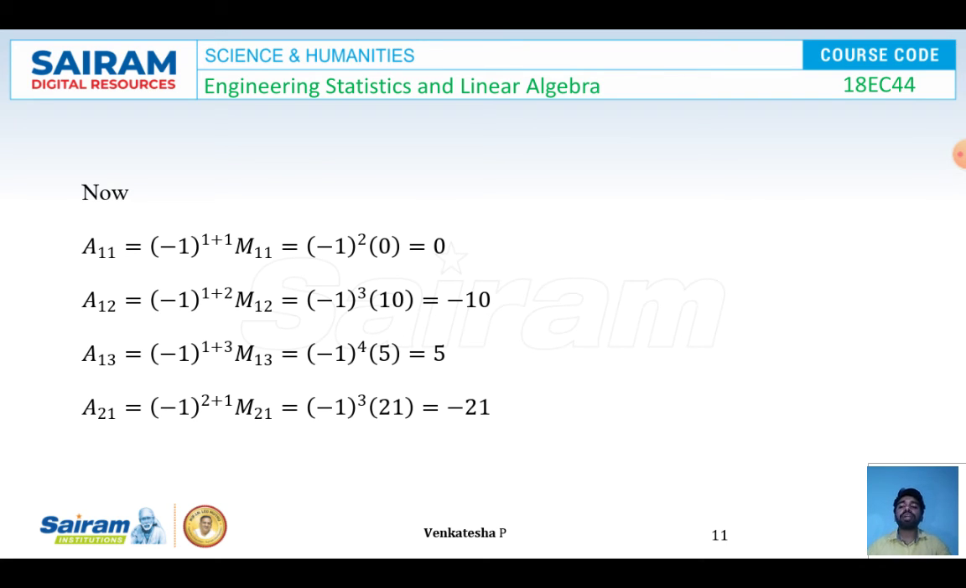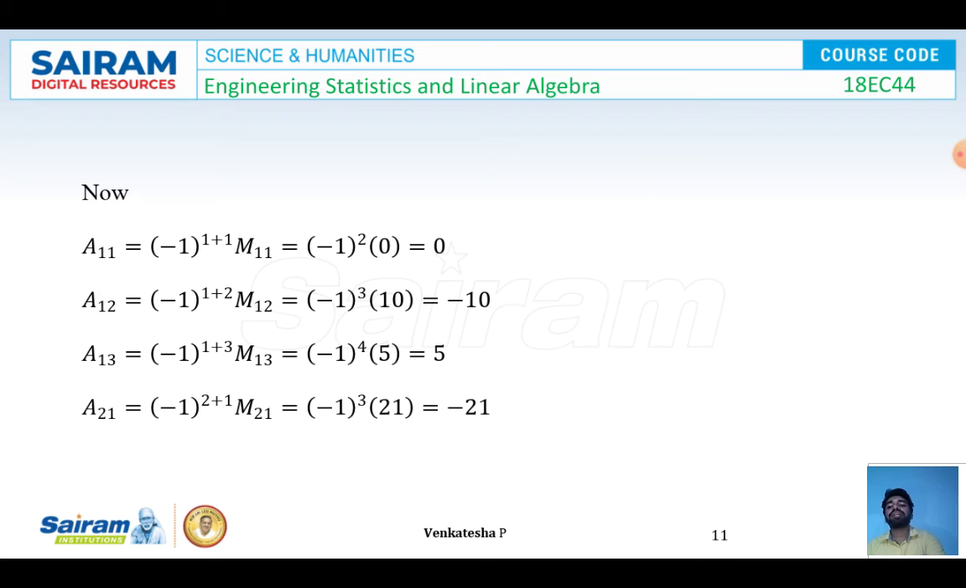To find the cofactor of the first entry, that is A11, i is equal to 1 and j is equal to 1. So in the formula, I'll be replacing i is equal to 1 and j is equal to 1. I'll be getting A11 is equal to minus 1 whole power 1 plus 1, and taking here also i is equal to 1, j is equal to 1, I got M11. So replacing all the values, I got minus 1 whole square into 0, it is 0.